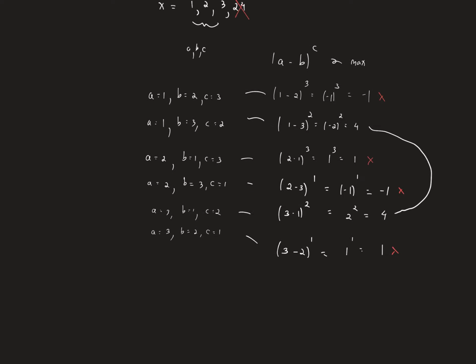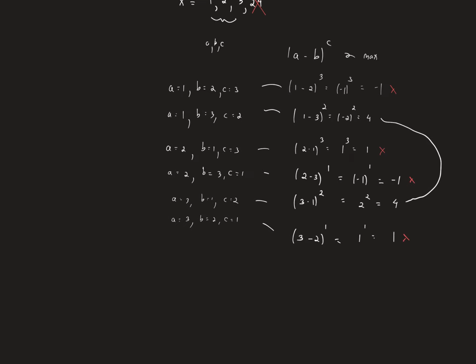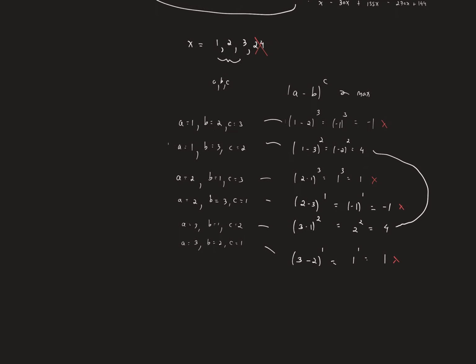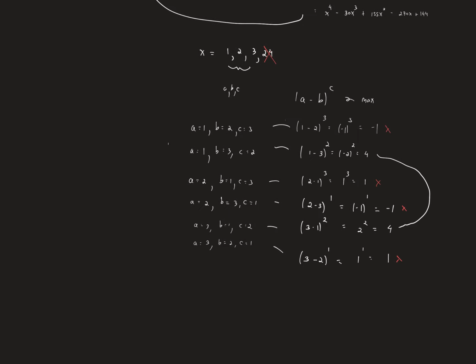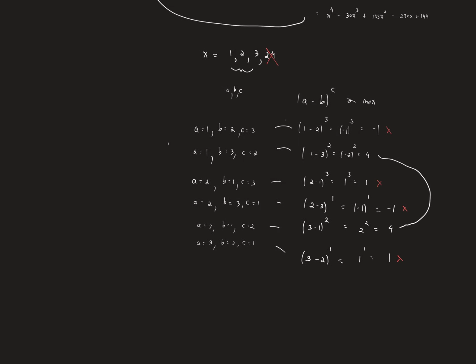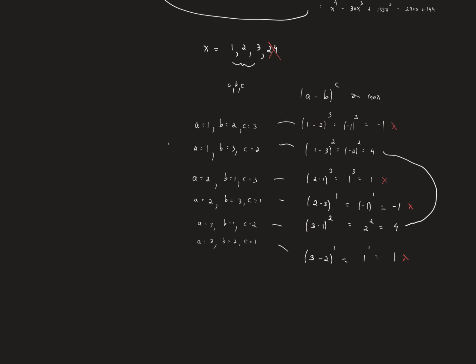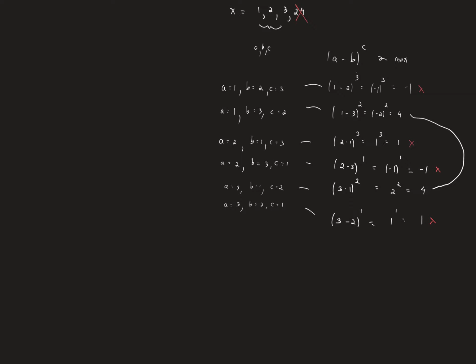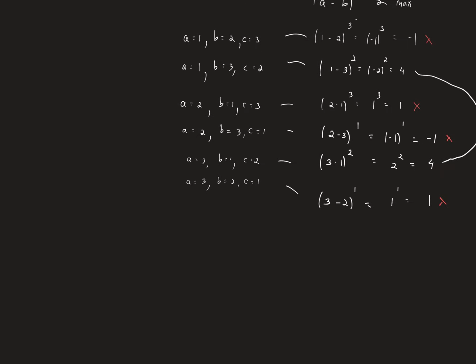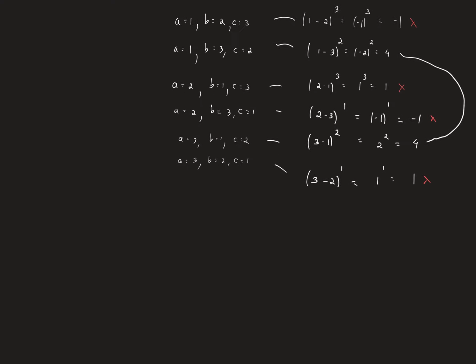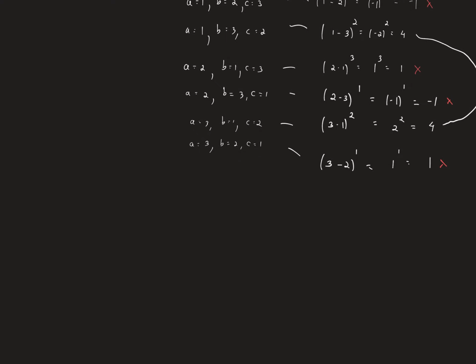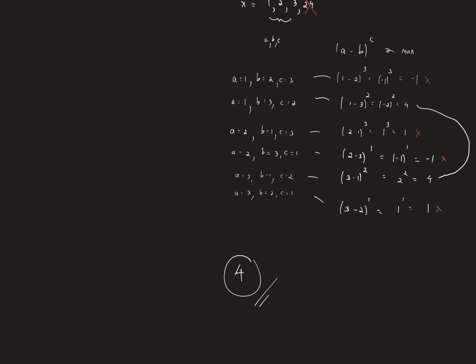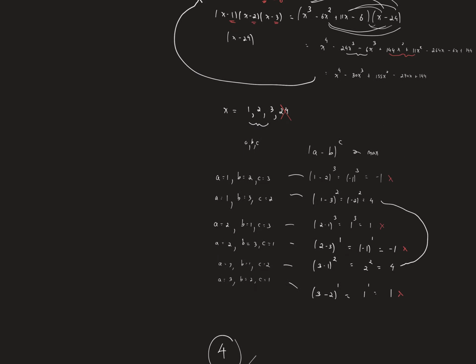So in this case, the maximum value of A minus B to the power of C happens when A is 1, B is 3, C is 2, or A is 3, B is 1, C is 2. But they didn't ask what A, B, C are, they just asked what the highest value of A minus B to the power of C is. So the answer here is the maximum value that we have, which is 4. So here's the end of the problem regarding this actual value and real number.